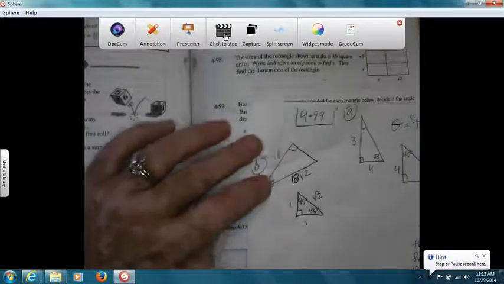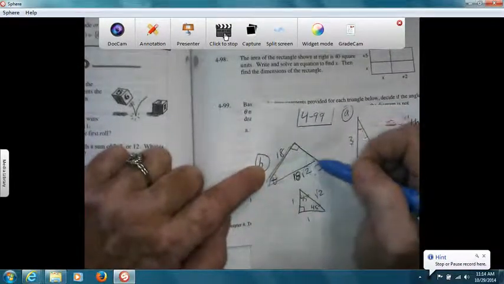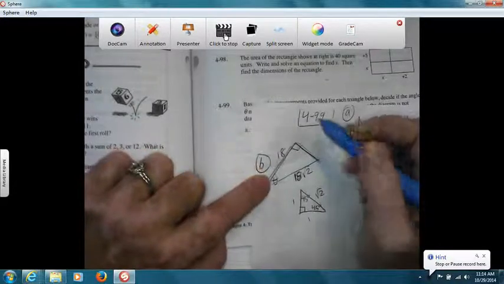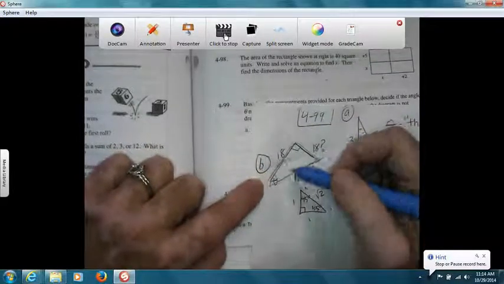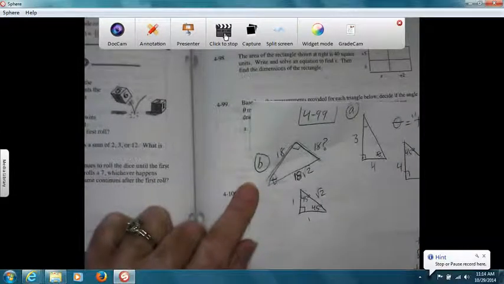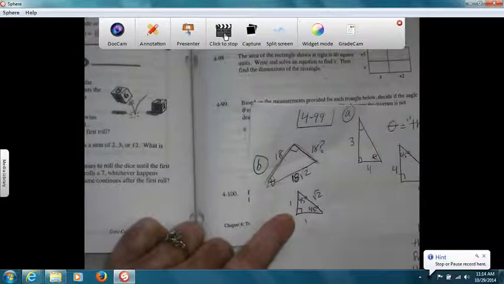Well, if this side and this side are equal lengths, and that was actually also 18, then we'd have 45, right? So how come you're saying this is 45? Just because I busted out my little 45, 45, 90 degree triangle? Yes. Okay.